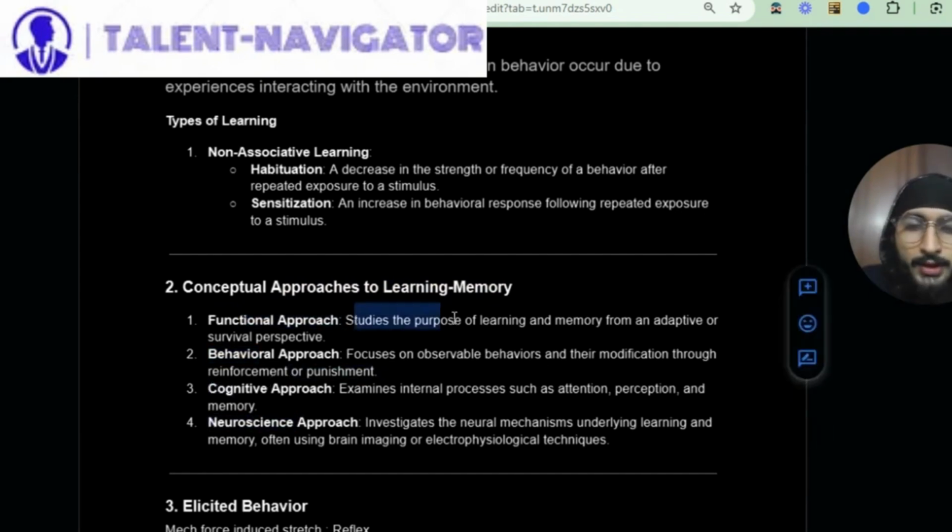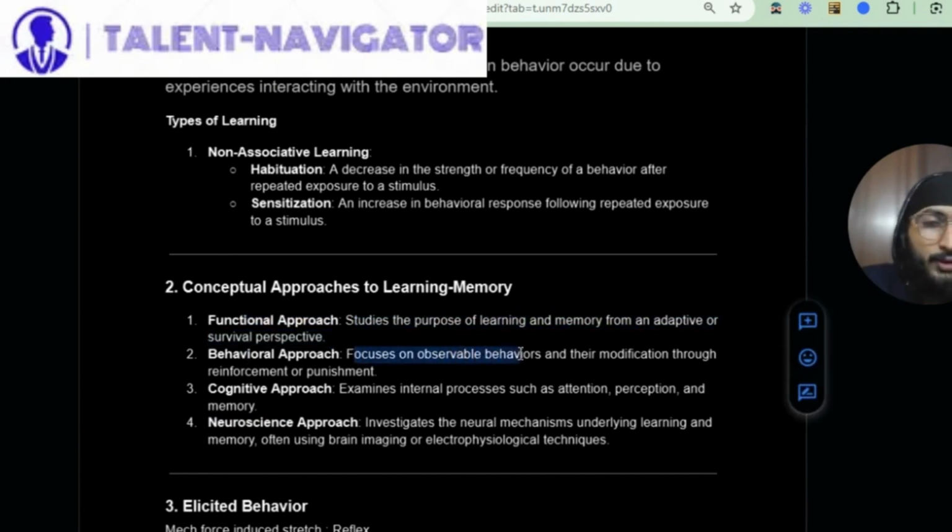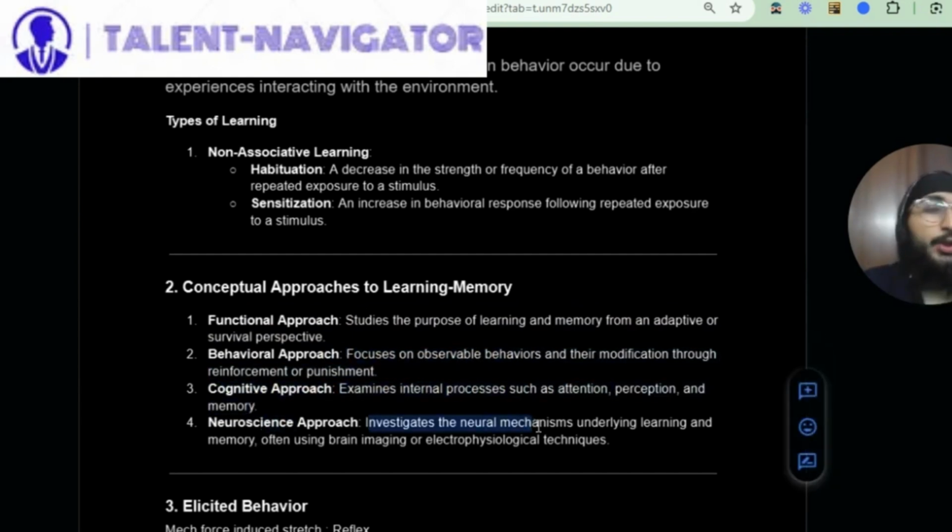The functional approach studies the purpose of learning and memory from an adaptive or survival perspective. The behavioral approach focuses on observable behaviors and their modification through reinforcement or punishment. The cognitive approach examines internal processes like attention, perception, and memory. While the neuroscience approach investigates the neural mechanisms underlying learning and memory, often using brain imaging or electrophysiological techniques.